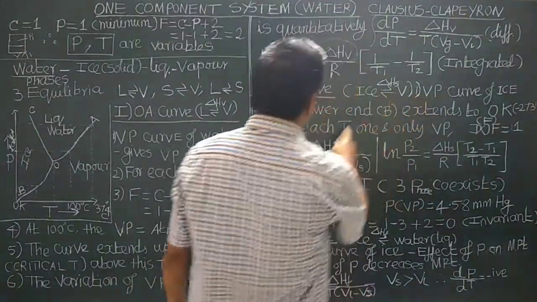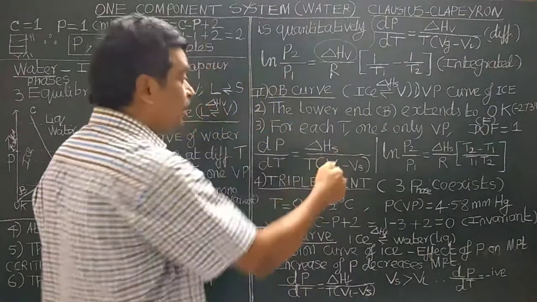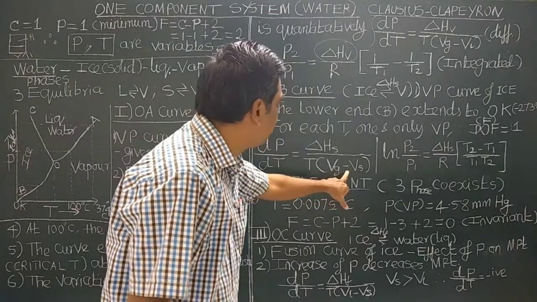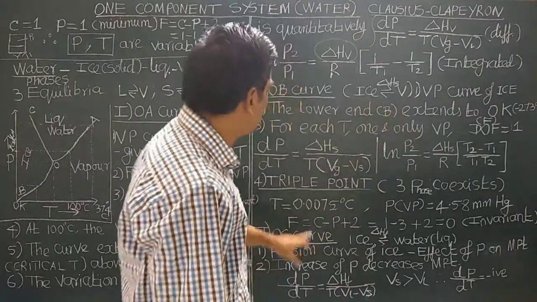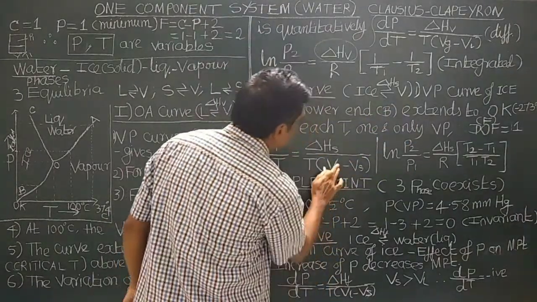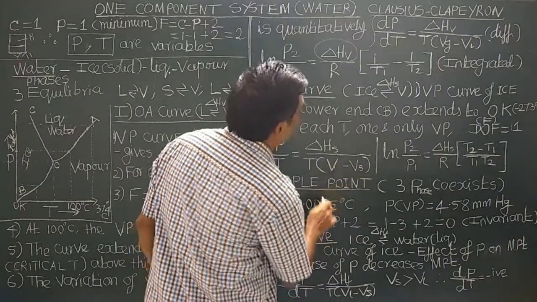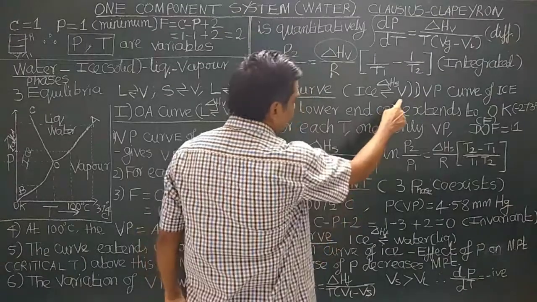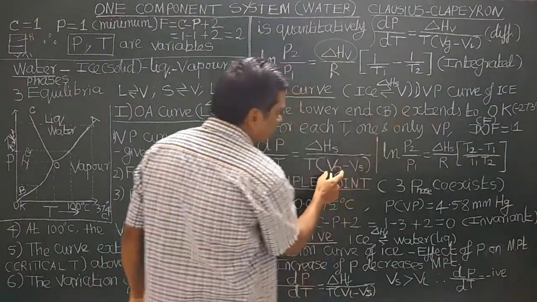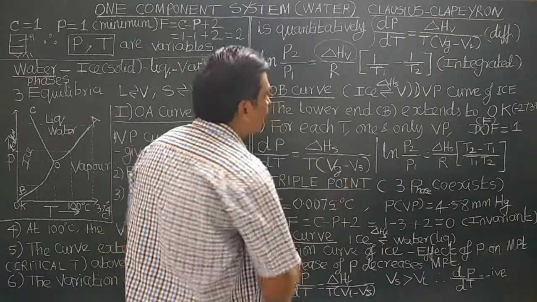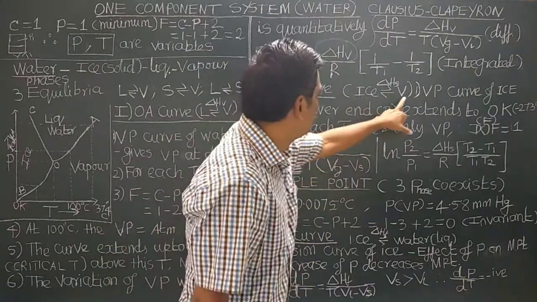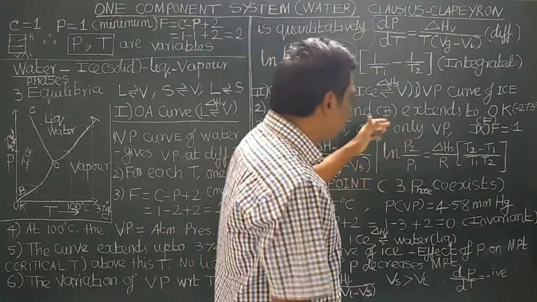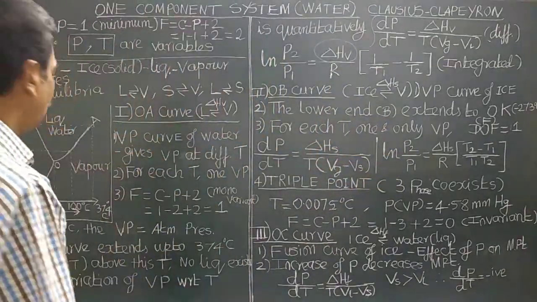Okay, so therefore delta Hs is the heat of sublimation of water, divided by T (Vg minus Vs). Here Vg is the volume of 1 mole of vapor, and Vs is the volume of 1 mole of ice. Volume of 1 mole of vapor minus volume of 1 mole of ice.